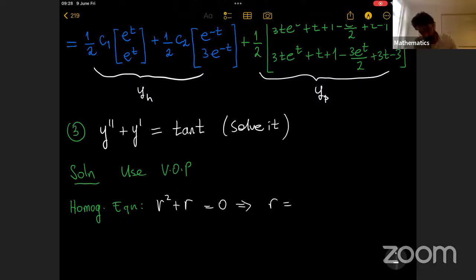r is equal to, well, yeah, 0 and minus 1, right?